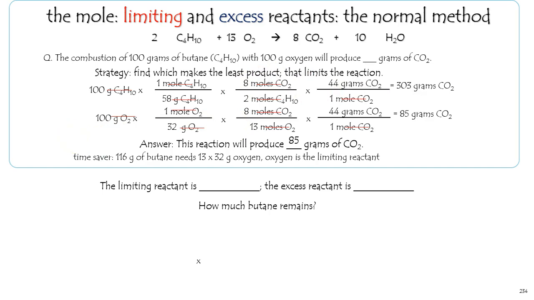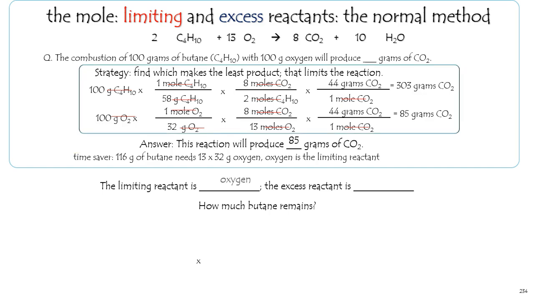So the limiting reactant we've just figured out is oxygen. The excess reactant must be the butane. And then sometimes people want to know how much butane you have that has no oxygen to react with. The key here is to figure out how much butane will react. The rest must be excess. And let's see, we know that we are starting with 100 grams of oxygen. Let's see how much butane it consumes.